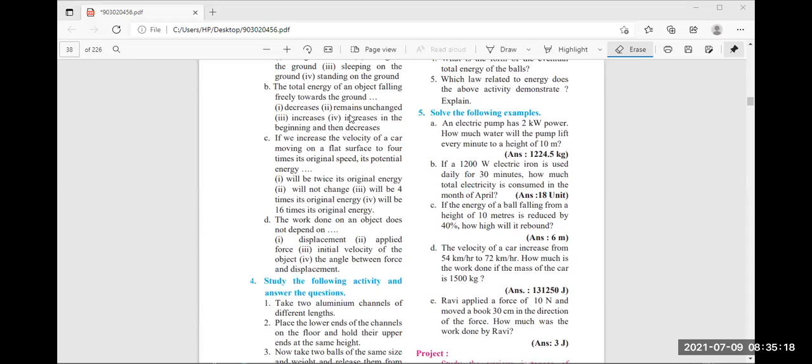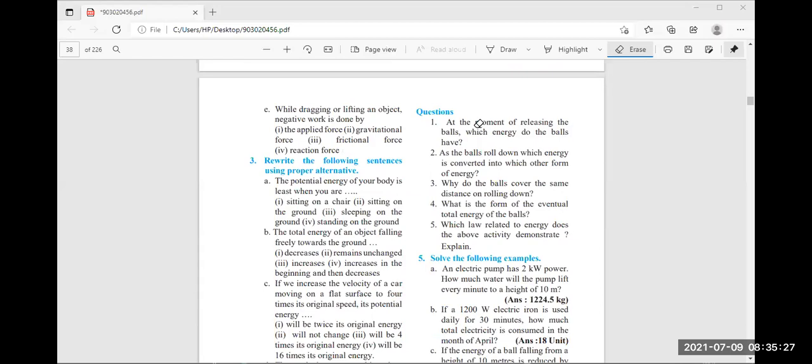Gravitational. At the moment of releasing the balls, the balls have potential energy. As the balls roll down, which energy is converted into which other form of energy? Potential to kinetic energy. Very good. Potential to kinetic energy. Yes.